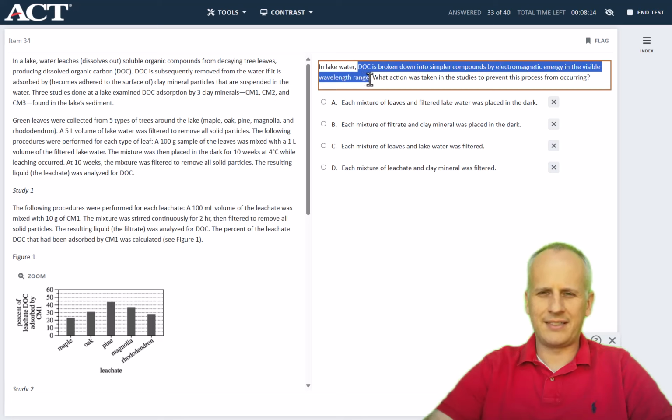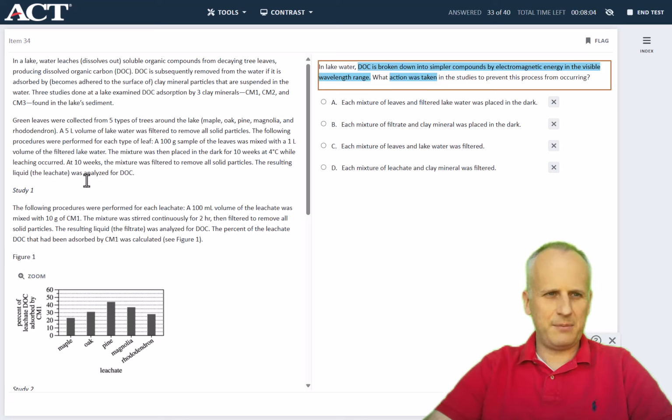Okay, so we'll just highlight that. It's certainly going to be important. What action was taken in the studies to prevent this process from occurring? So we've got to just keep reading that introductory statement. So it says green leaves were collected from 5 types of trees around the lake. We've got the list. We don't get to read them. A 5-liter volume of lake water was filtered to remove all solid particles. The following procedures were performed for each type of leaf. A 100-gram sample of the leaves was mixed with a 1-liter volume of the filtered lake water. The mixture was then placed in the dark for 10 weeks at 4 degrees Celsius while leaching occurred.